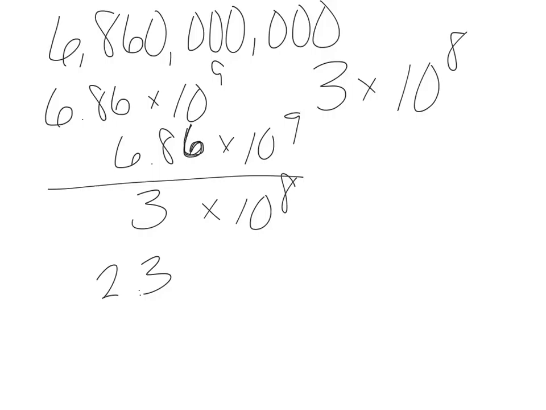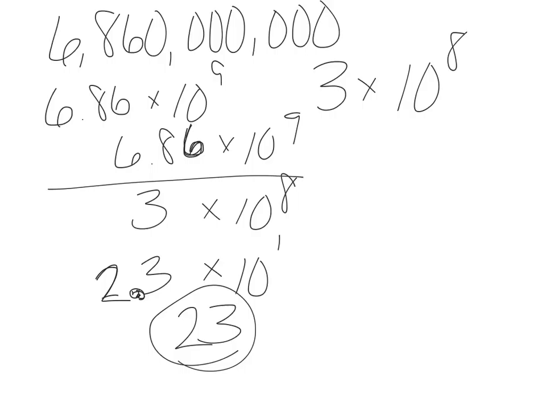Now if I have a 9 up here and an 8 down here, let's see, I think I can subtract those since we're dividing. 9 minus 8 is 1, times 10 to the first, which would basically be 2.3 times 10. That must be 23. Must be the answer, because 2.3 times 10 to the first is 23.